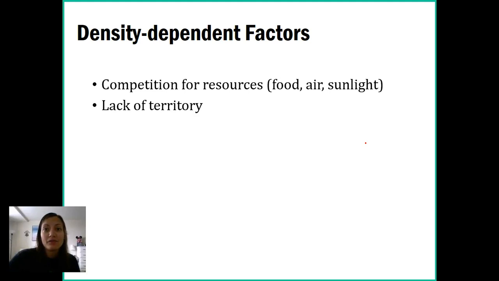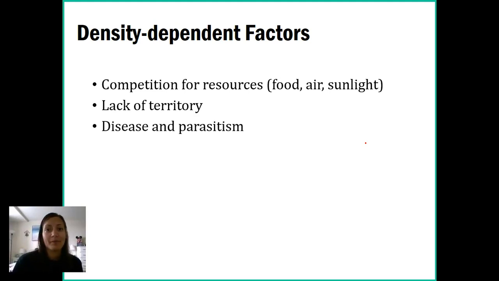Similar to this, a type of resource is also territory. When we look at territorial organisms, if they don't have a big enough territory, they don't reproduce. And if they don't reproduce, then their populations are going to slow down in growth and maybe even stop growing.